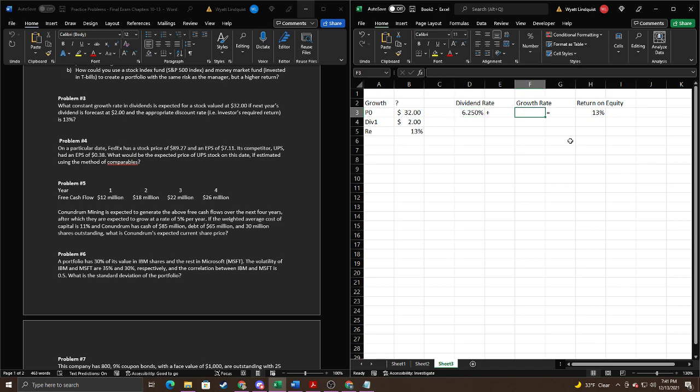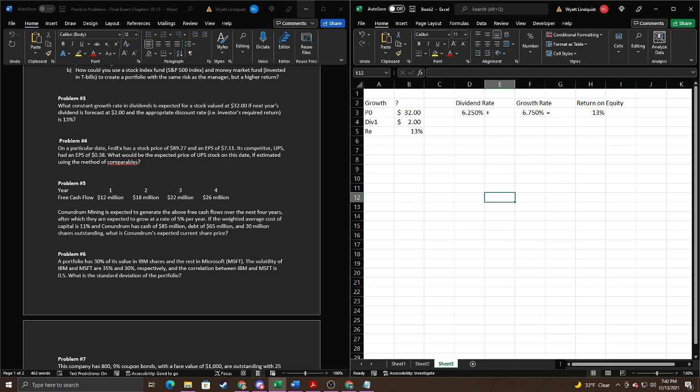So what we have here is that the growth rate, if we shifted this around, we could bring the growth rate out here by subtracting, and then divide by -1, or we can just intuitively see that the return on equity minus the dividend rate will give us our growth rate, which is required to be 6.75%. And that is how you do it.